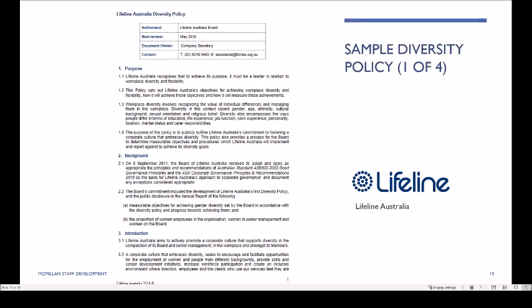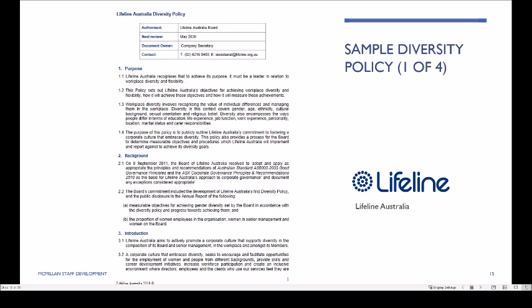So I thought the best way to do this is to unpack an example. A really good, clear diversity policy, which I think is a good one to talk through, is the Lifeline Australia diversity policy. This one's actually outdated. It was up for review in 2020, and I'm assuming that it has been reviewed, but it's a nice one for us just to unpack anyway and have a look at it.